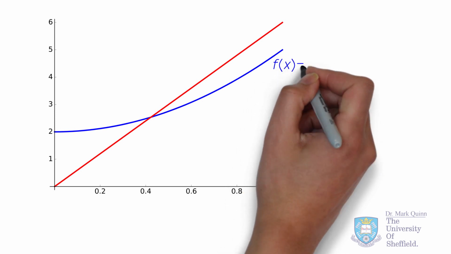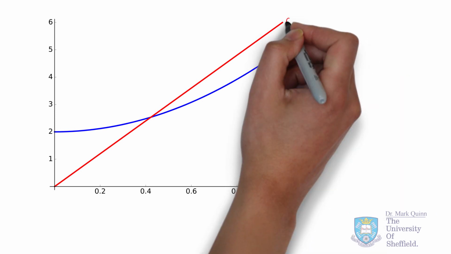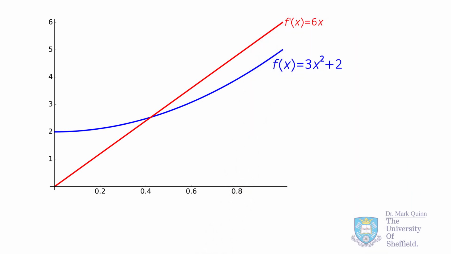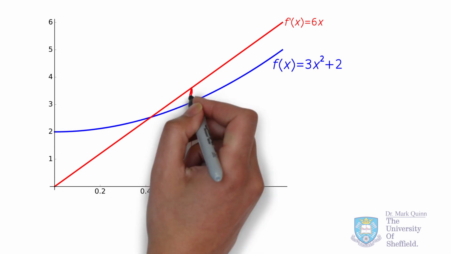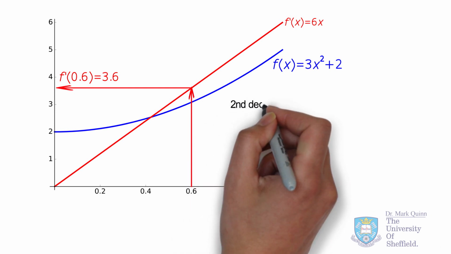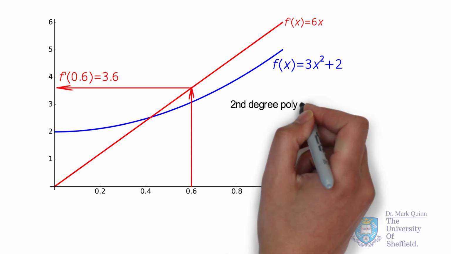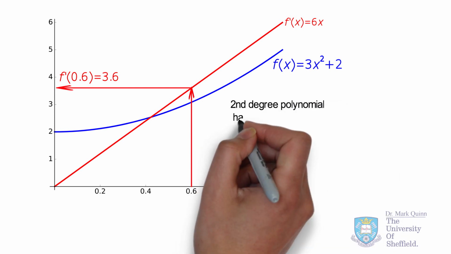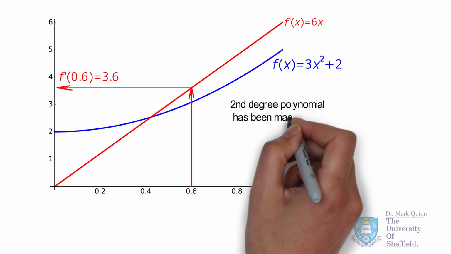If we visualize this new function, we can see that it is a linear function. And this linear function can tell us the rate of change of the initial function at any value of x. For example, the rate of change at x equal to 0.6 is 3.6. Notice that we have initially a second degree polynomial, which has been mapped onto a first degree polynomial.